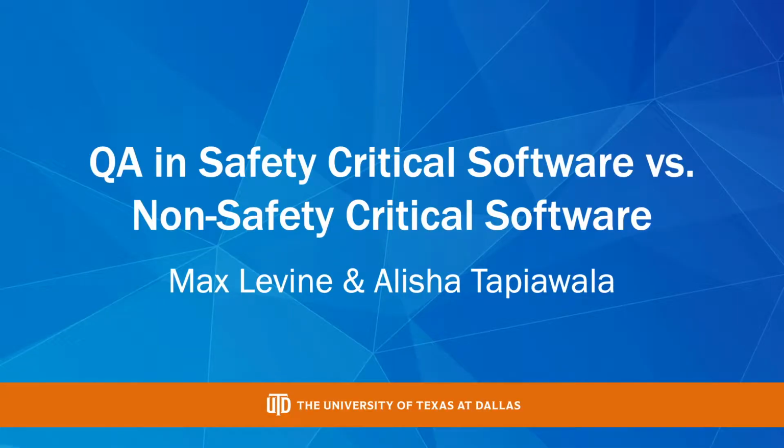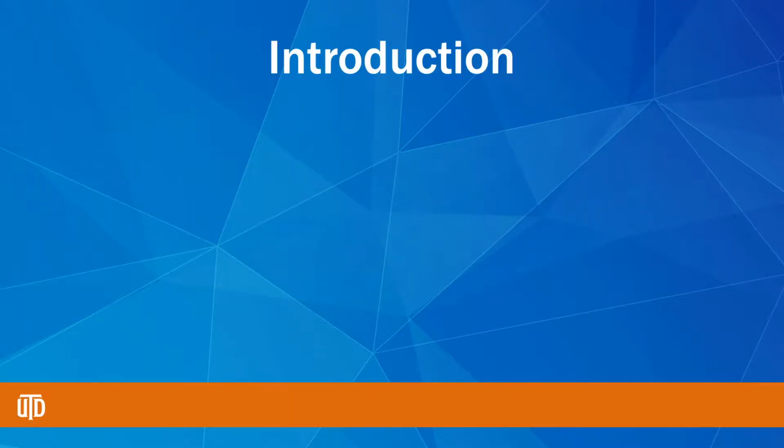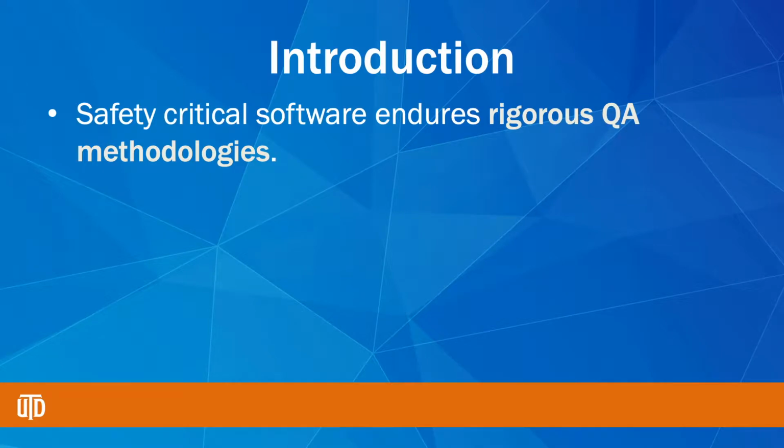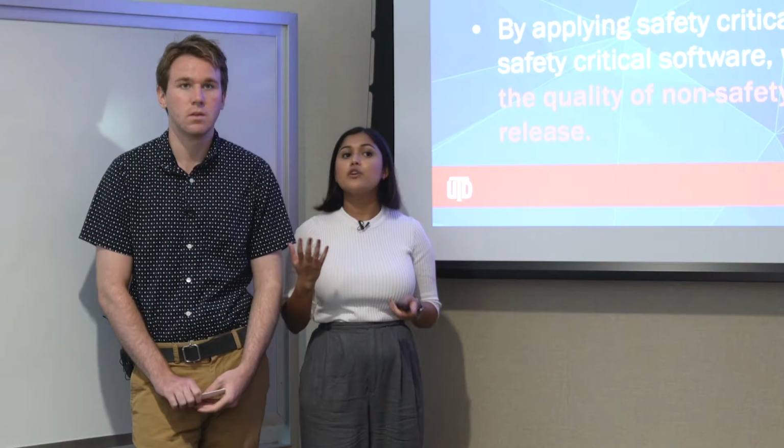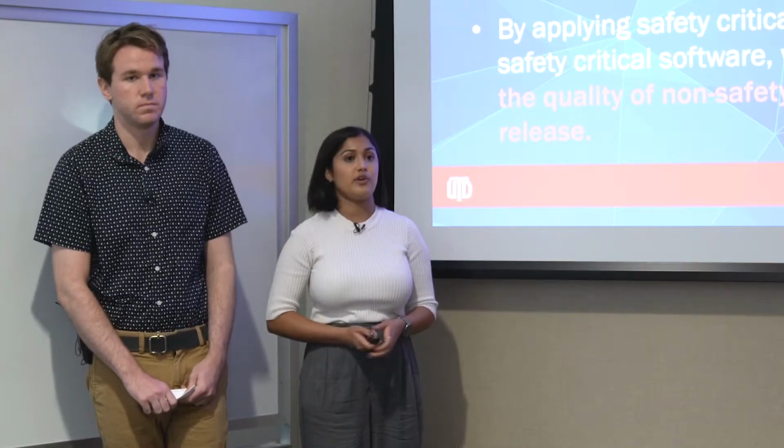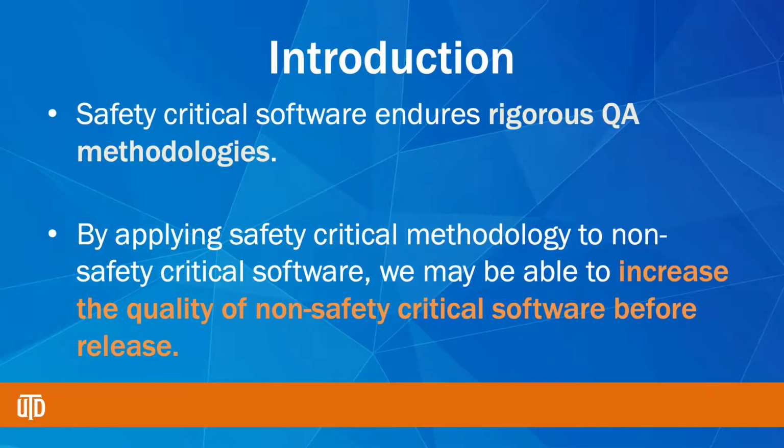We decided to base our research on a comparison of quality assurance in safety critical software versus non-safety critical software. During the lecture portion of this program, we learned about the multitude of arduous QA methodologies used for safety critical software. These industry-wide standards are in place due to the inherent nature of safety critical software. When failure is not an option, testing in QA becomes very important. The same, however, cannot be said of non-safety critical software.